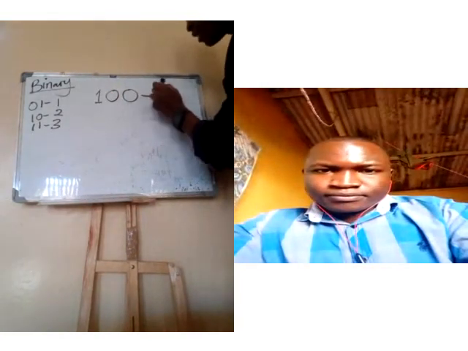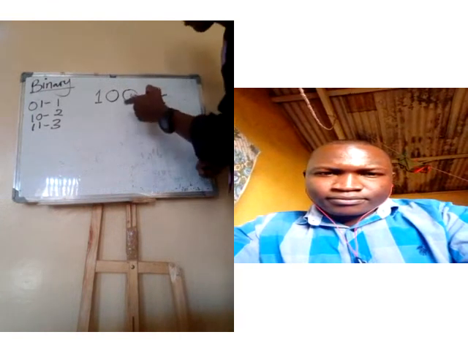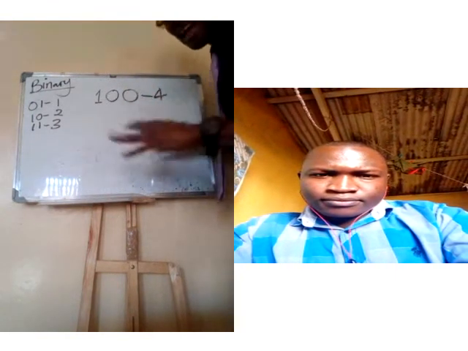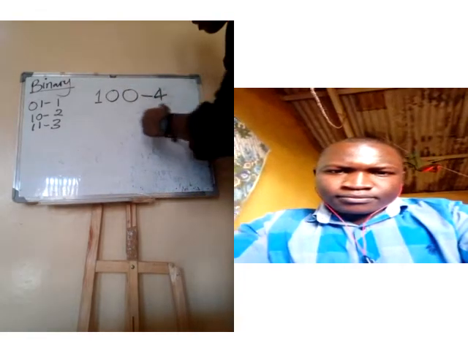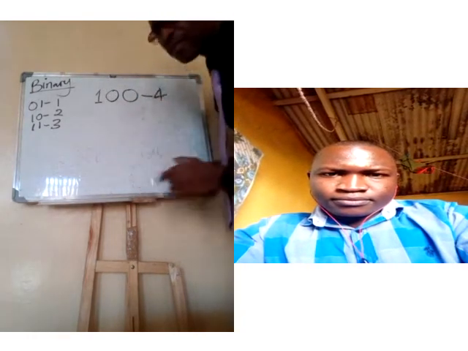So 4 is 100. Okay, we'll go through this in another. Remember? Okay. Now, how do we make 5? Simple. We go back where?